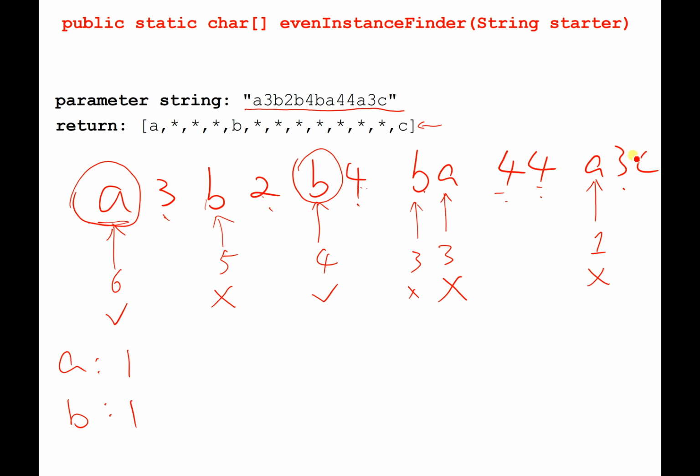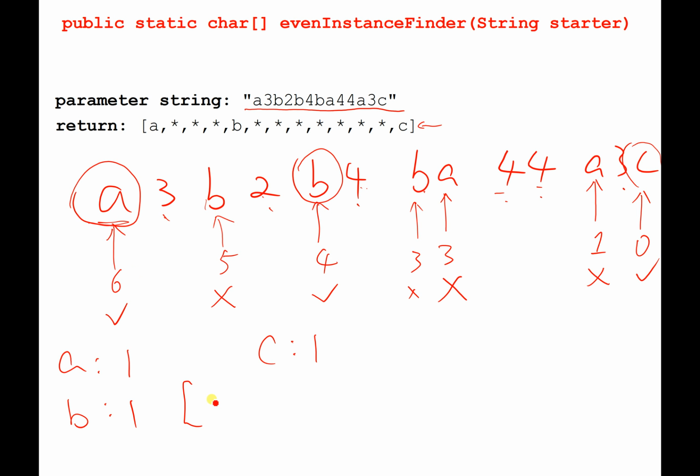How about C? Well, C is over here. The number of digits after C is 0, which is an even number. So C also occurred once. And what should I return? You should return the most frequent character because there is a tie. You return all of them.